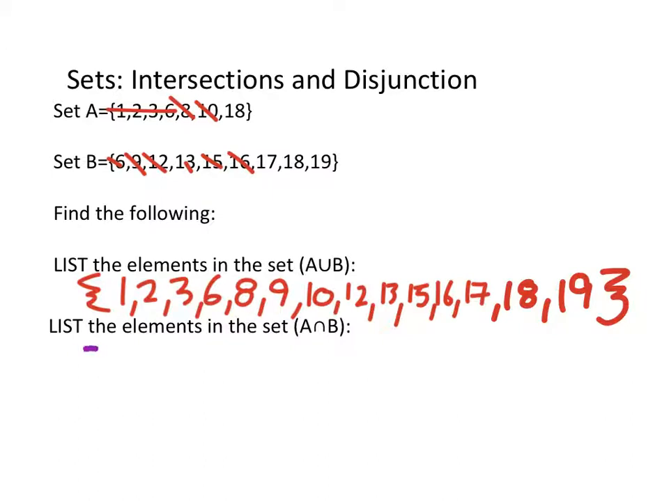But then it wants also the elements of set A and B. So I've got to look at these and just figure out which ones are part of both. 1, 2, and 3 is no good, but I see the 6. It's right there, right? And then after that, 8, 10, and 18 was there. I don't see another 8 and 10, though, so it looks like that was all.